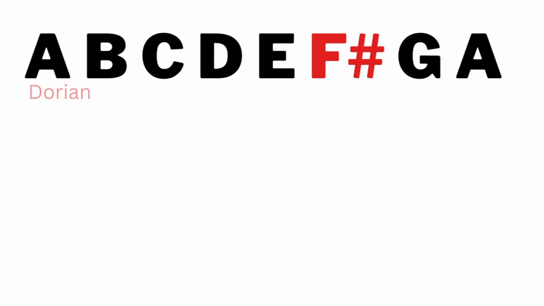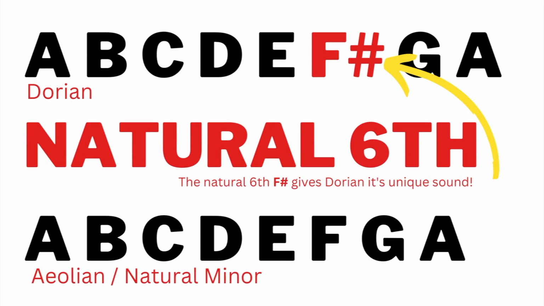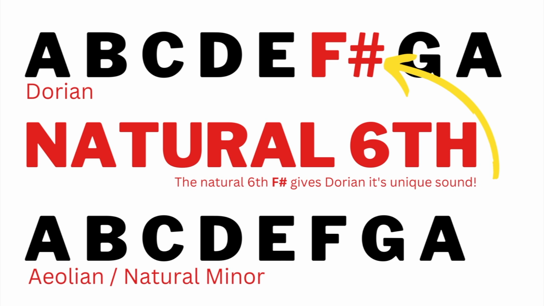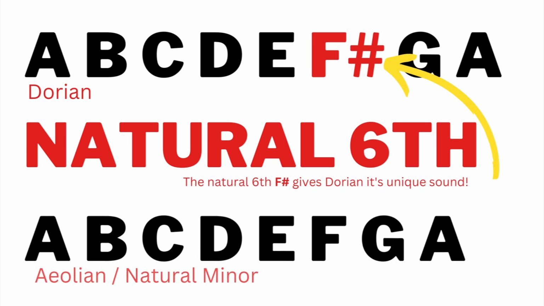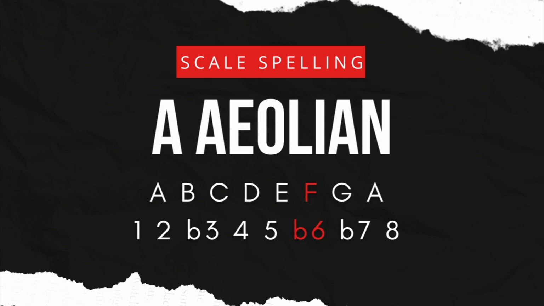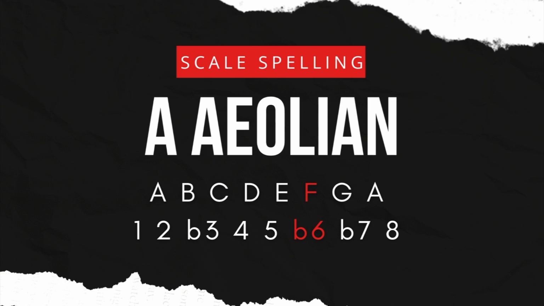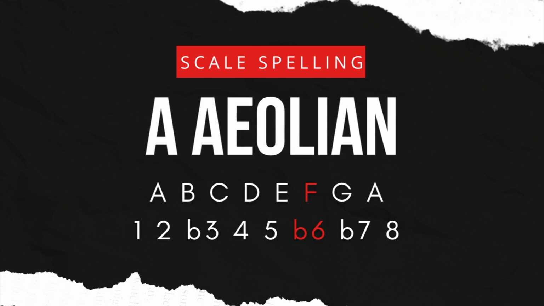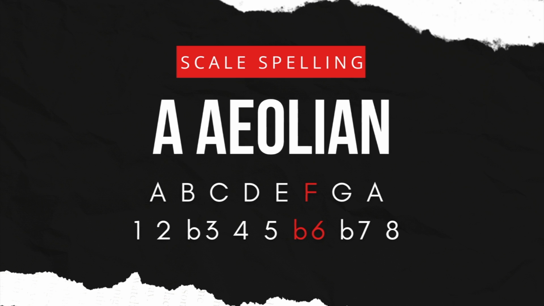It's very similar to the standard natural minor scale or Aeolian mode that you probably already know and use. However, instead of the flat 6 that we hear in the natural minor scale, the Dorian mode will contain a natural 6 note. Take A natural minor for example. We have the notes A, B, C, D, E, F and G, with the scale spelling 1, 2, flat 3, 4, 5, flat 6, flat 7 and 8.